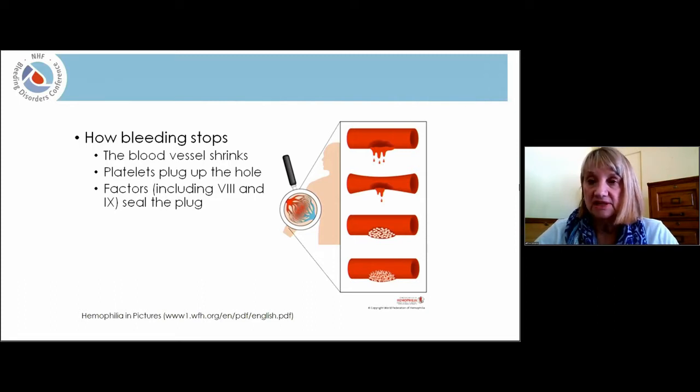Then our body sends platelets, which is another cell that circulates in our blood all the time, and those platelets congregate at the site of the hole and plug it. Then the factors, including factor 8 and factor 9, as well as von Willebrand's factor and some of those other factors that I talked about at the very beginning, all rush to the site and make a net over that plug that holds it in place until healing takes place.